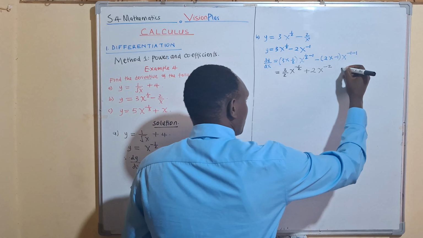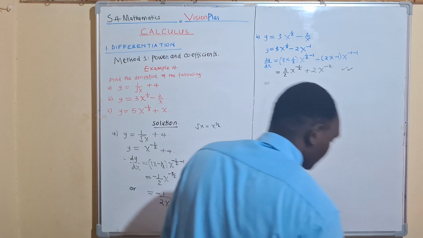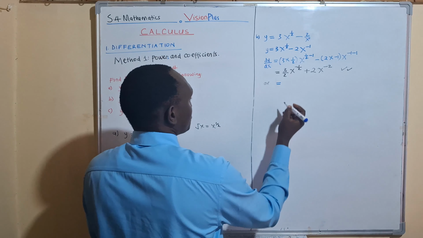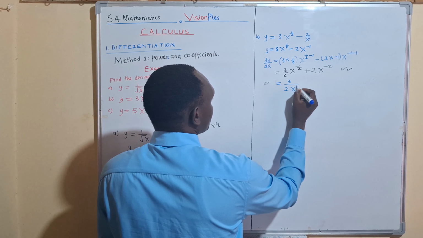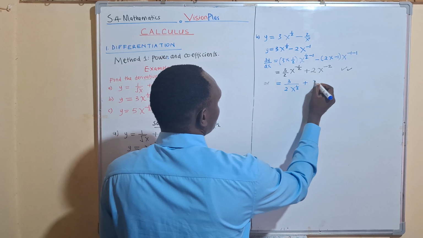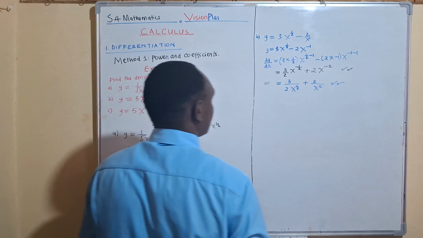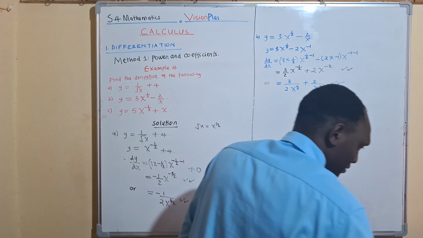Or if you need an alternative form, you simply make the powers of x positive. So you shall have 3 out of 2 x power positive half plus again 2 out of x squared. This one is also correct. They are the same answers. There are more alternative forms, but we shall not look at them.